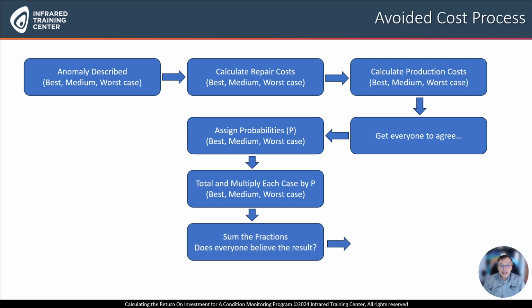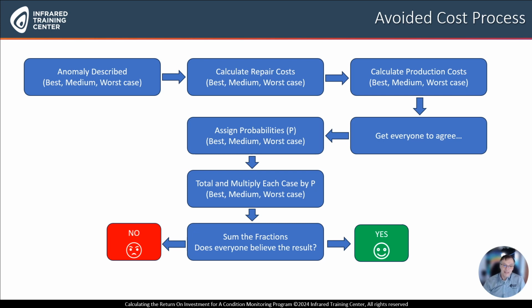And we sum the fractions: the fraction of the best, the fraction of the medium, and the fraction of the worst case. And does everybody believe the results? If they do, hey, we're all happy. Or no, we're not. And if it's no, you go back up through here. Usually it's the probabilities. You might have management say, yeah, we can make it till next August. And you might have the maintenance engineers saying, no, the last time this happened, it failed in 1 week. And this is where you just go back and forth through the probabilities. And then you end up with what's called an avoided cost. And that's the process here.